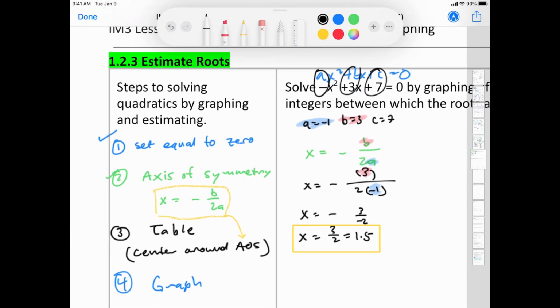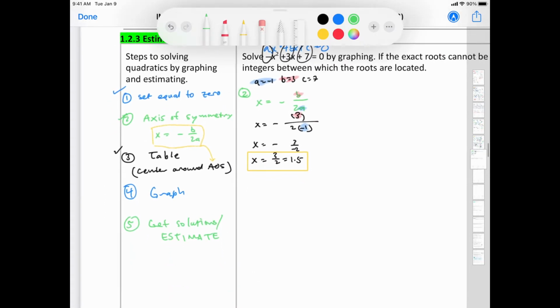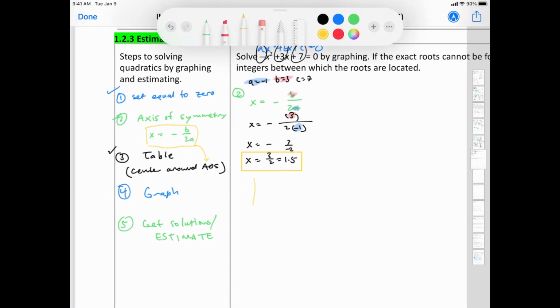So let us remind each other what we've done so far. Number 1, it's already set equal to 0. Number 2, we found the axis of symmetry using the formula x equals negative b over 2a, and now we're going to create a table of values. Let's go ahead and do that. And our function is negative x squared plus 3x plus 7. And our solutions are ordered pairs.